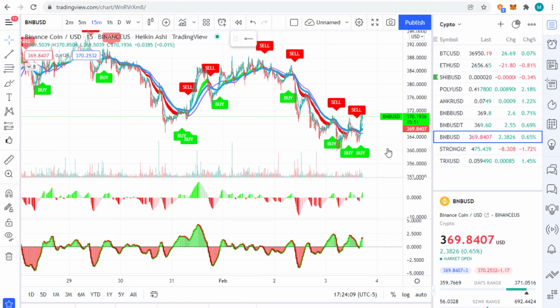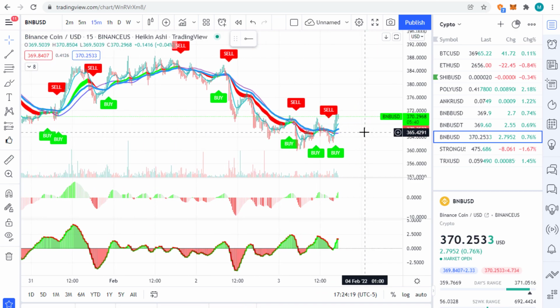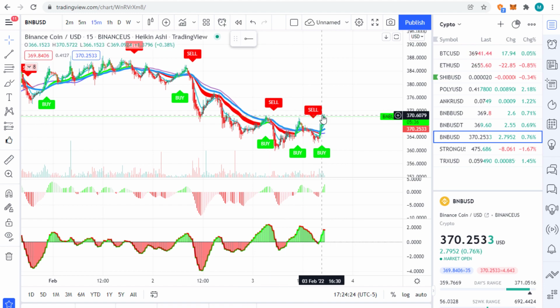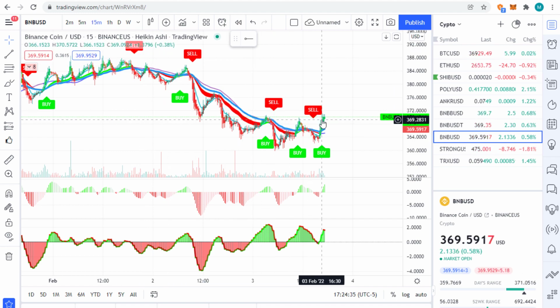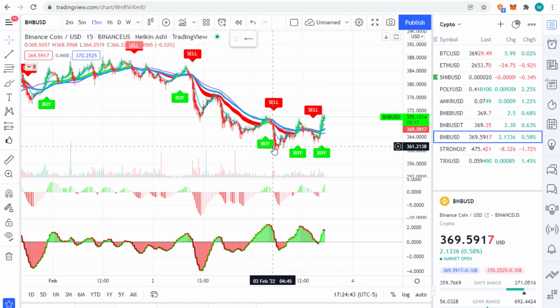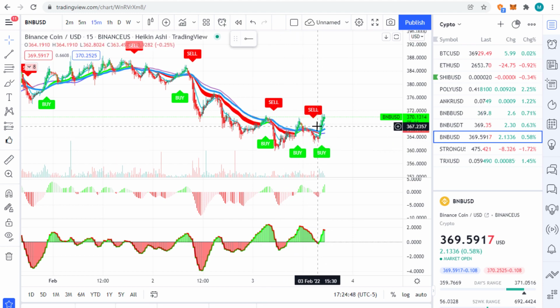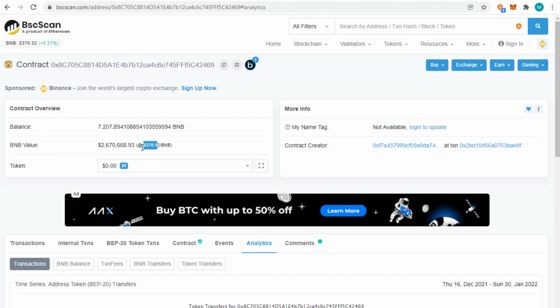So this is FastBNB. You see right now on a 15-minute chart. In fact, earlier today it was at 362, and now it has gone up. If you look at it, just a few days ago it was at 389. Now it's a really good time to buy more. I was planning to buy more when I checked it earlier today, but since then the price has gone up. But anyway, it's a really good time to buy more. But please do your own research. So that is the price.